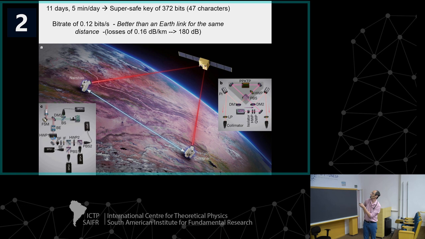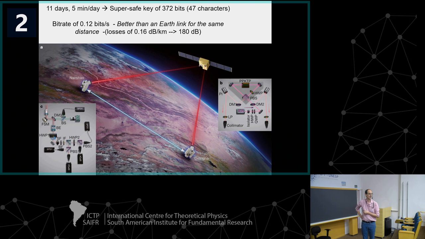And they got a super safe key of 372 bits. In ASCII, that means 47 characters. That looks pretty low. In fact, you have a bit rate of a tenth of a bit per second.